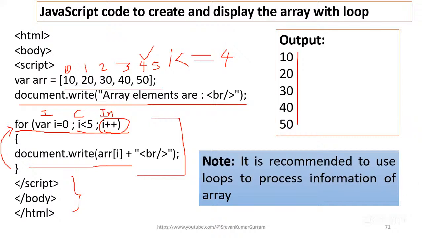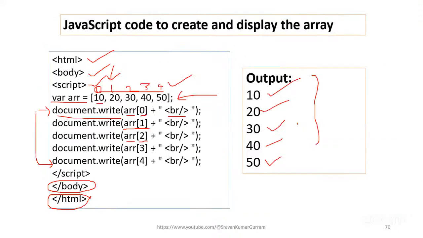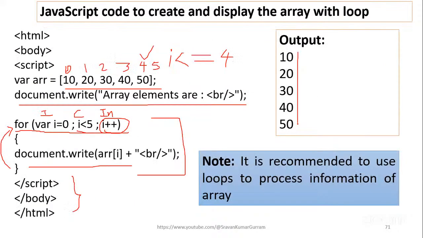10, 20, 30, 40, 50. So you will get a question like: write a JavaScript code to print arrays. The previous method is also valid. This method is also valid.